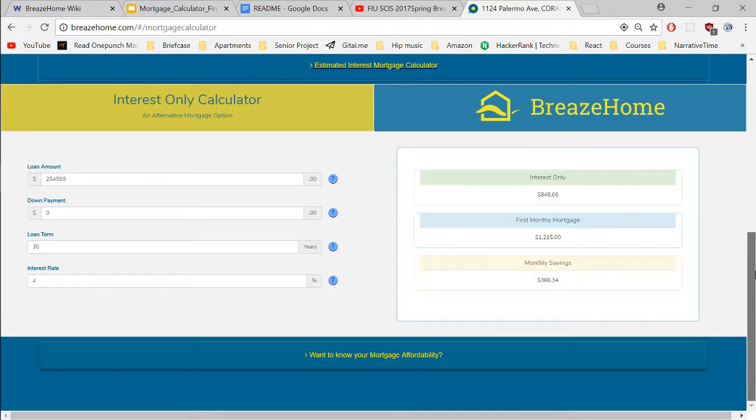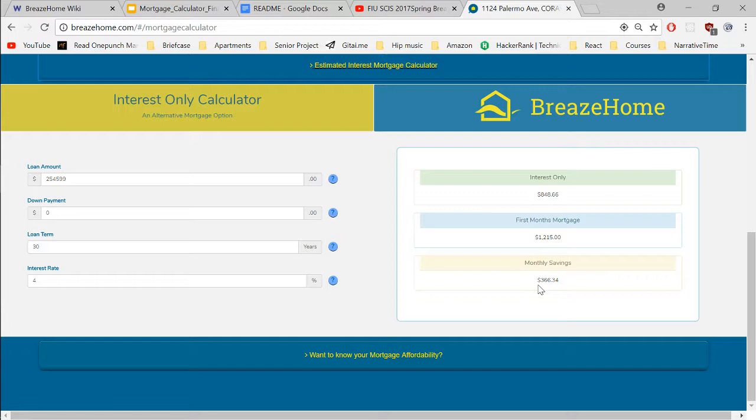We also have an interest-only calculator, which is an alternative to a mortgage. It's called an interest-only loan. And this tool helps the user calculate how much interest they would be paying for an interest-only mortgage, as well as showing how much you would pay for a fixed loan over a loan term and the monthly savings. So this tool allows a user to make a decision on a specific type of loan.